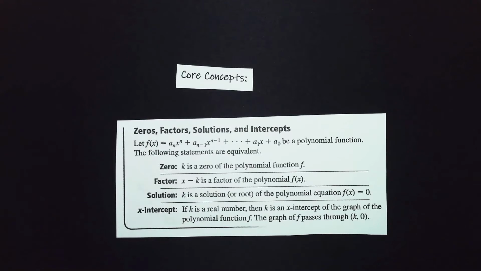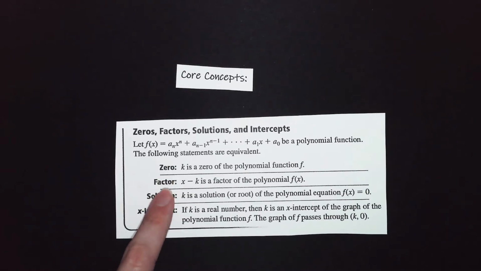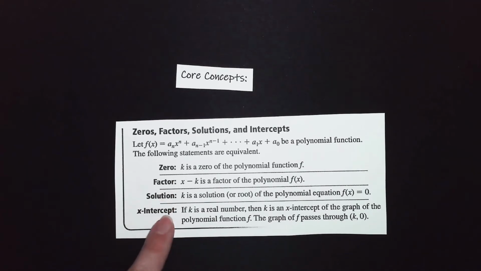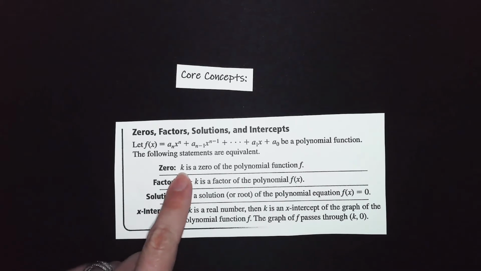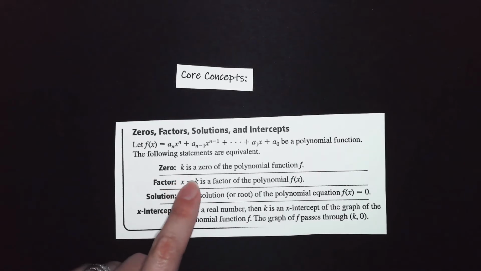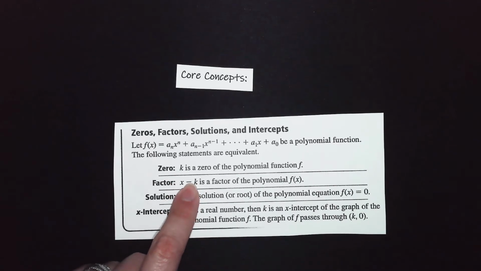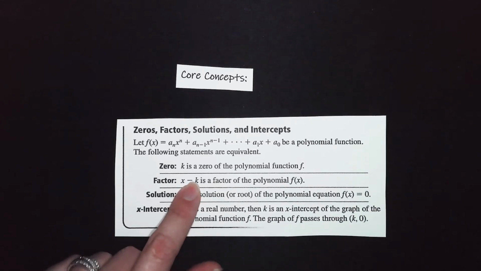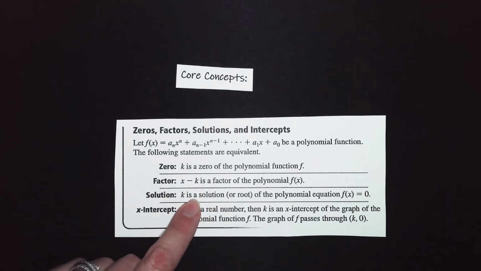Core concepts. Alright, so zeros, factors, solutions, and intercepts are all the same thing. If we let f of x be a polynomial function, the following statements are equivalent. We had these as vocabulary words before: zero, factor, solution, and x-intercept. That is all a solution to a polynomial function. Okay? It is a zero of a polynomial function. X minus that number is a factor of a polynomial function. It is also a solution, or you could even say a root.